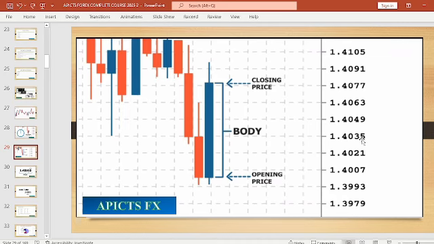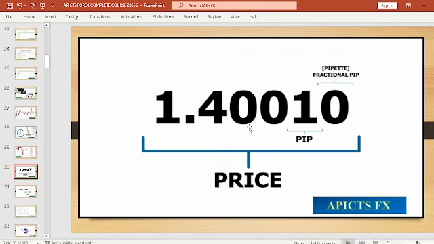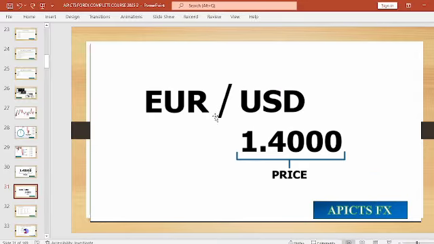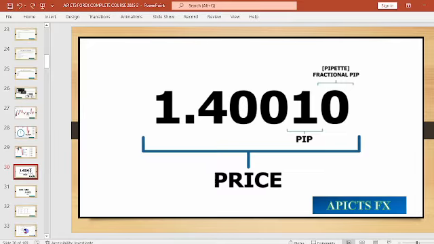The fourth decimal place is called the pip. So when you see something like EUR/USD, it means that the euro, the one on your left, the base currency, has the value of one, and then you quote the second currency, called the quote currency. So what this means is that 1 euro has a value of 1.4 US dollars. If the price moves from 1.4000 to 1.4001, we say the price has moved by one pip.